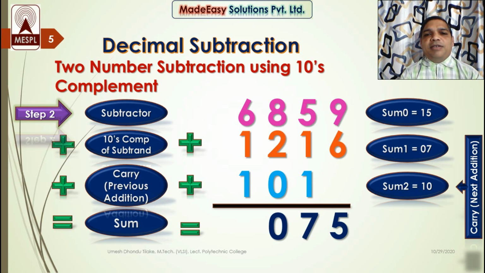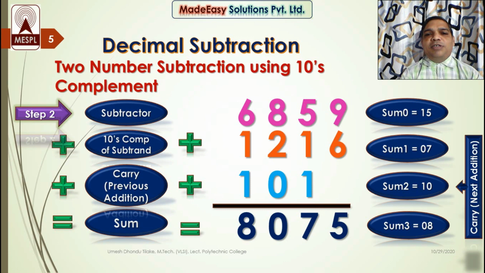Now perform the MSD addition, that is 6 plus 1 plus 1, I will get 08, and I will put the sum over here, 8. Here the carry is 0, that means carry is not generated. So I will put a 0 over here.